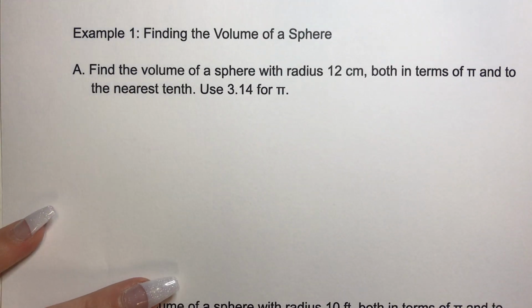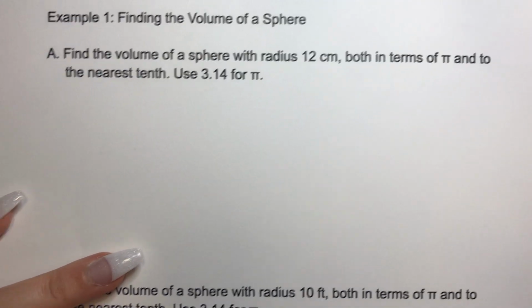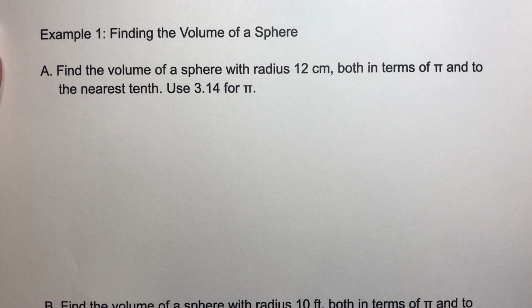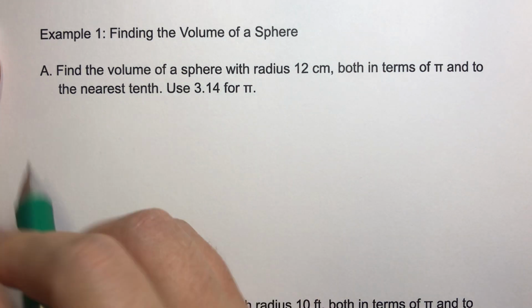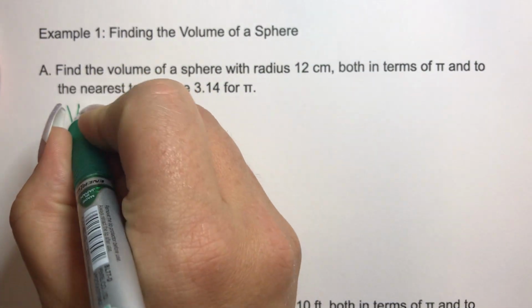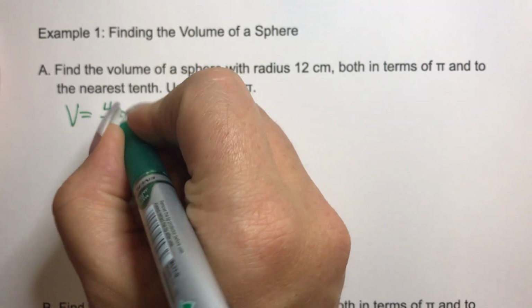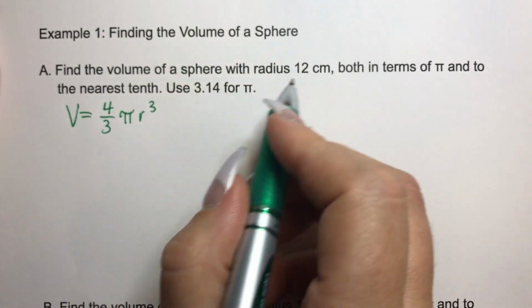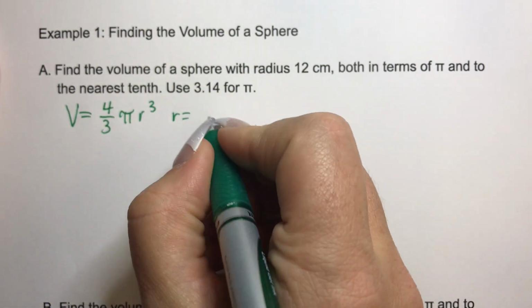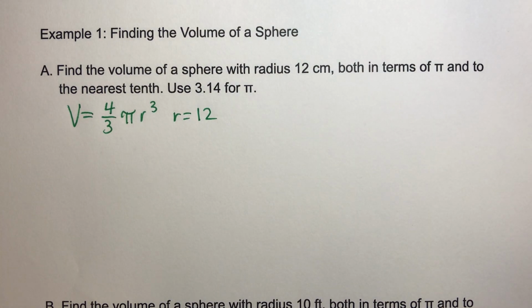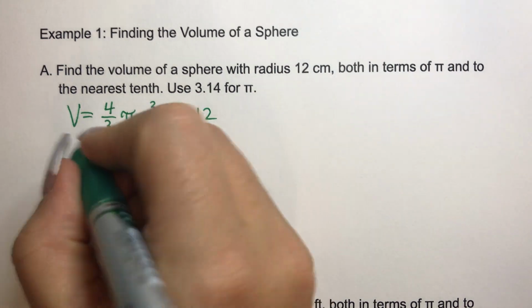Okay, so this first one here, we're going to be finding the volume of a sphere. It says find the volume of a sphere with radius 12 centimeters, both in terms of pi and to the nearest tenth. Use 3.14 for pi. Okay, so the volume formula for a sphere is 4/3 pi r cubed. The radius is 12. All right. So I'm going to go ahead and substitute that in.